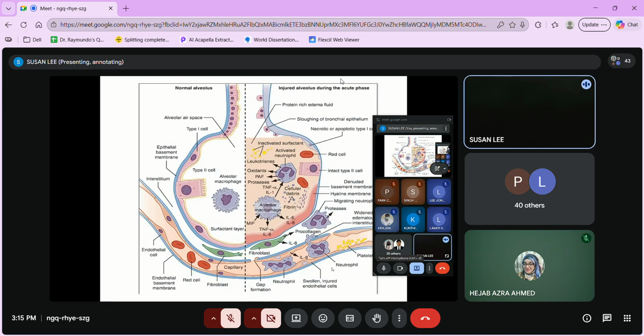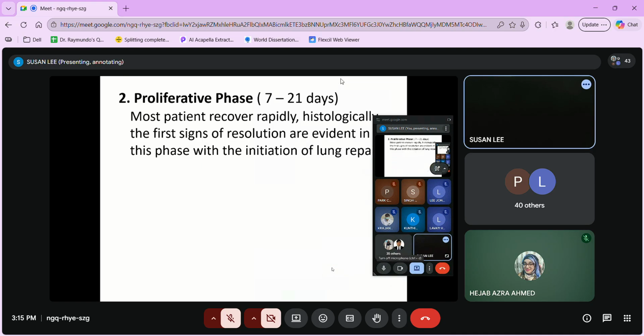Okay, at this phase, you see a lot of inflammatory cells and flooding of the alveoli and recruitment of more inflammatory cells into the alveoli and interstitial space of the lung. And there is also hyaline membrane formation in the basal portions of the lung. Okay. And this is followed by your proliferative phase. Okay, most patients would recover in this phase.